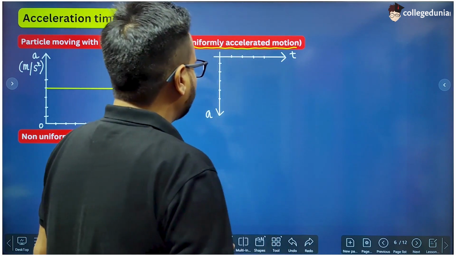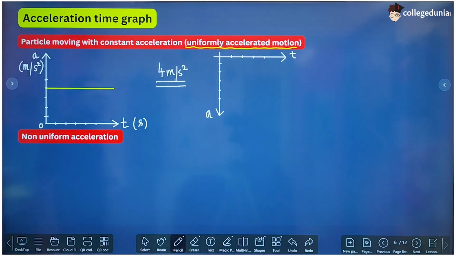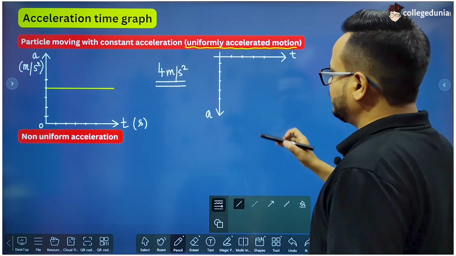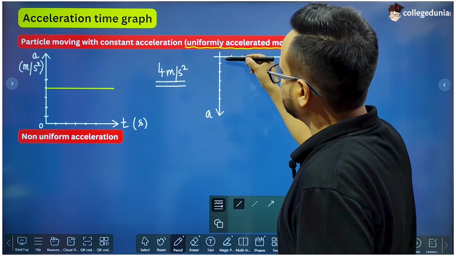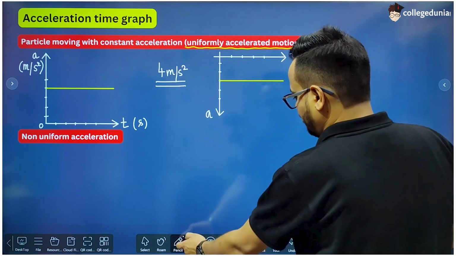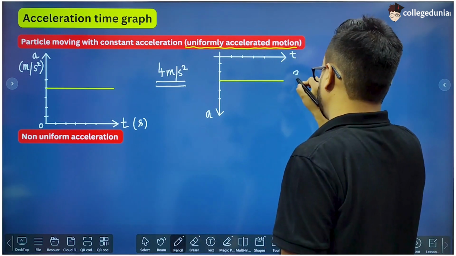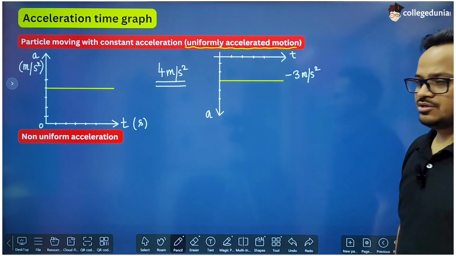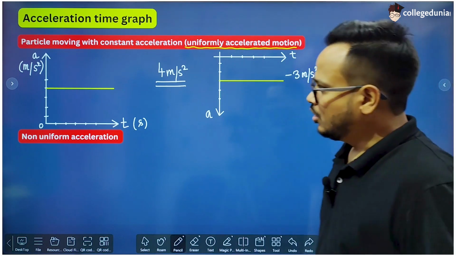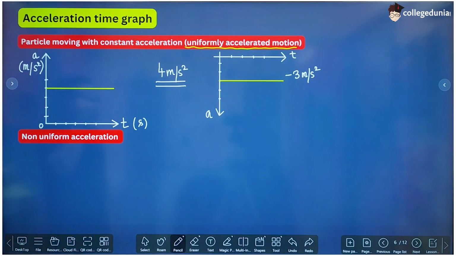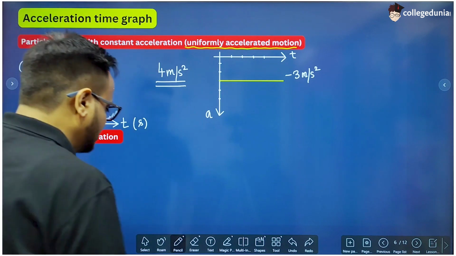Now let us say again the body is moving with a constant retardation of, let's say, 3 meter per second square. So it has to be minus 3 meter per second square and this is the mark of 3. 1, 2, 3. So this is minus 3 meter per second square. So this is the acceleration time graph of a body moving with a constant retardation. Right? Okay. So these were the graphs of uniformly accelerated or uniformly retarded motion acceleration time graph.